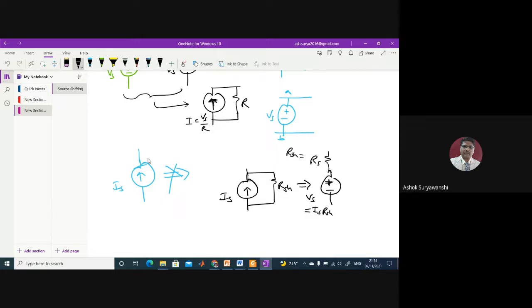So in these two conditions, you cannot transform this voltage source into an equivalent current source, or this current source into an equivalent voltage source. So there we have to use the voltage source shifting technique.